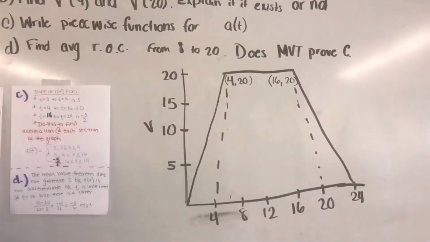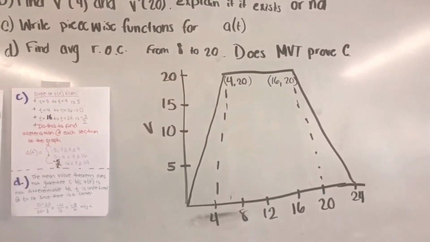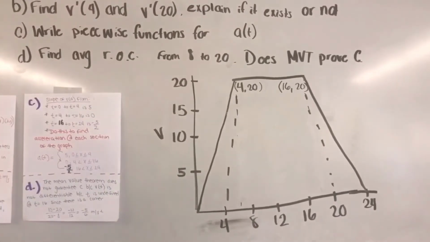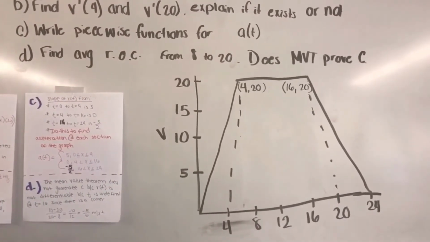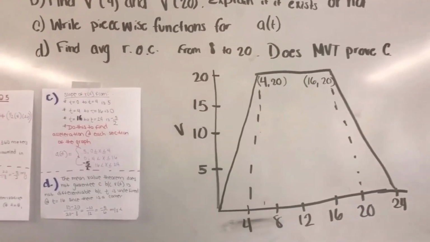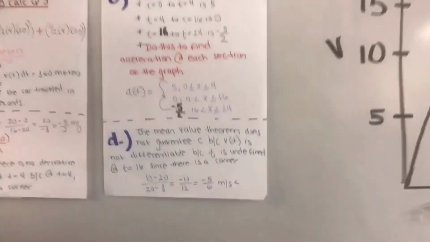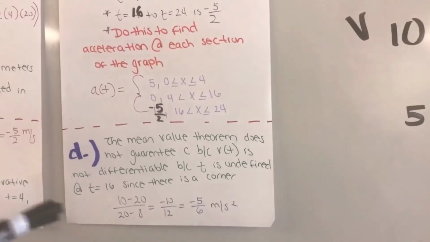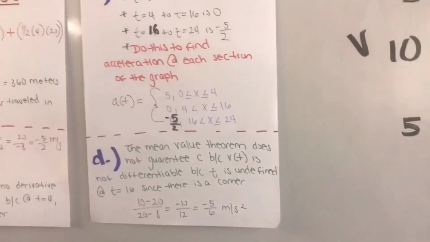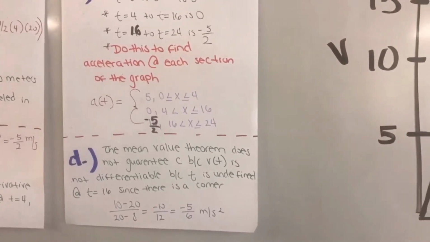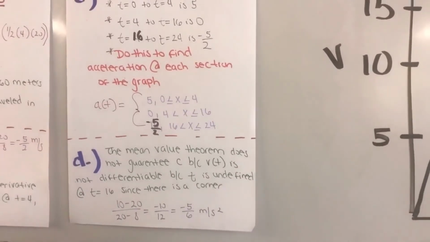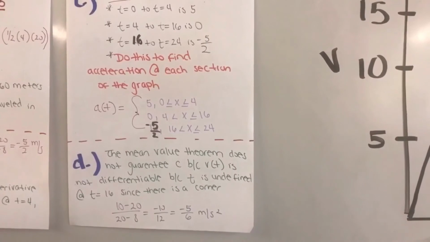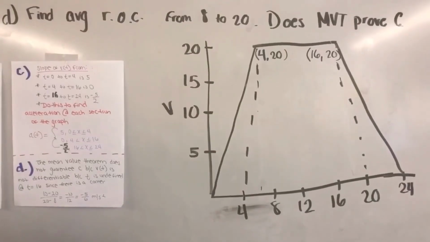Part D asks us to find the average rate of change from 8 to 20, and also asks, does the MVT prove C? For the first part, in order to find the average rate of change, we do f of b minus f of a over b minus a, where f of b is 10, f of a is 20, b is 20, and a is 8. You simplify that, and you get negative 10 over 12. Simplify again, and you get negative 5 over 6 meters per second squared. Now, it proves that C doesn't exist.